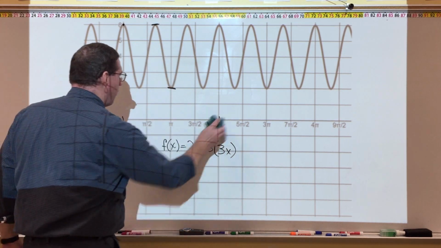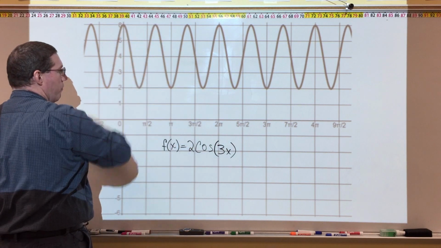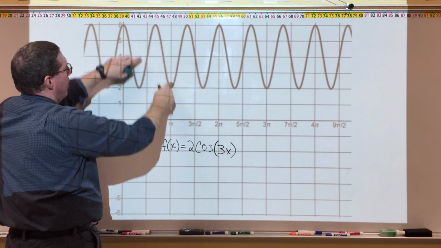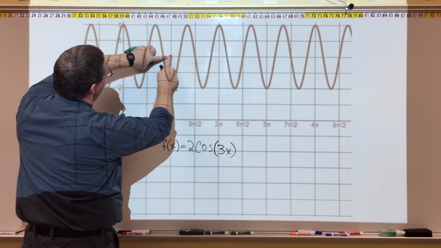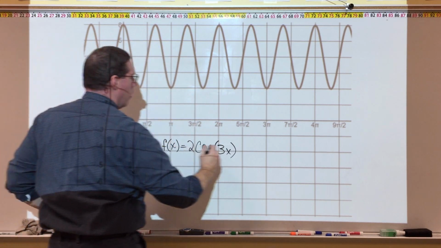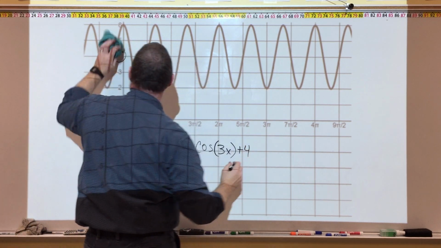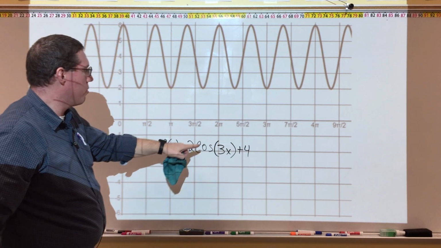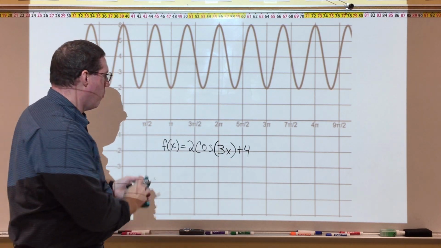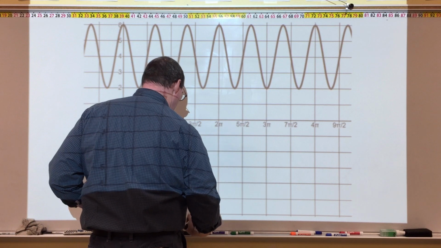And now we just need our vertical shift. Our vertical shift is going to be halfway between the high and low point. So let's go halfway right here. That's at positive 4. So this is a plus 4. So this is the graph of 2 cosine of 3x plus 4. Okay. All right, let's try question number 9.